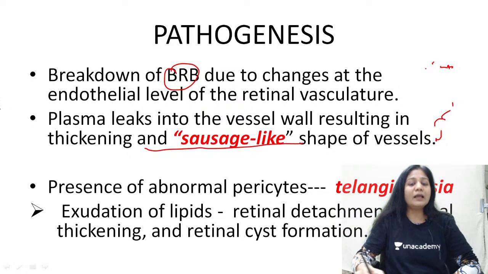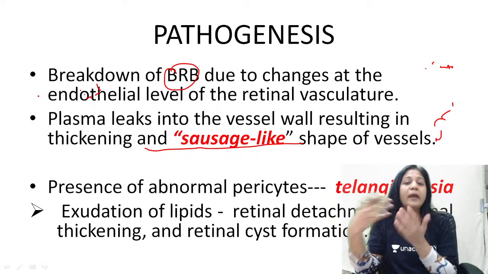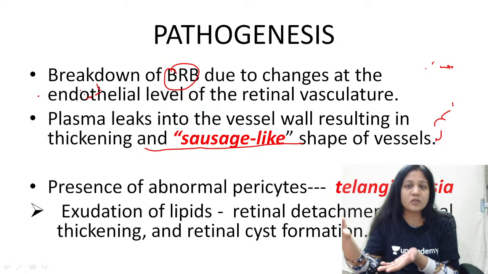Now another problem in Coats disease is that these pericytes are abnormal. So you again have loss of pericytes.